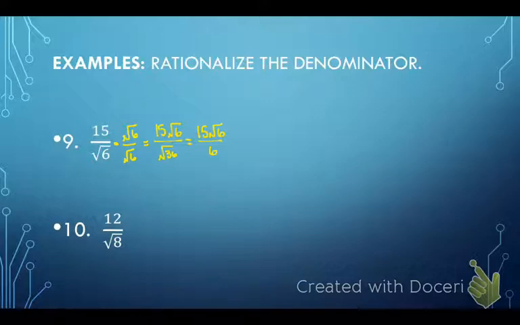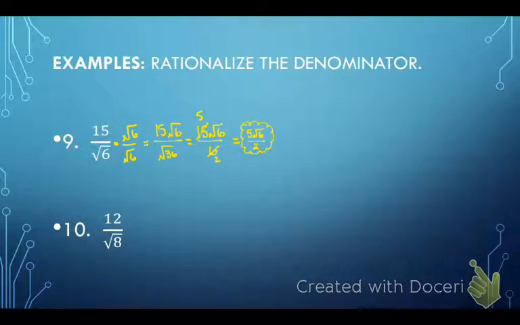Now, I'm not finished in this case because I have 15 that's on the outside of the radical and I have 6 on the bottom side that's not underneath the radical. So what can I do if I have 15 over 6? Can I simplify that? Yeah, what can I divide both of them by? I can divide both of them by 3. That's going to go to a 5. That's going to go to a 2. So my final answer is 5 times the square root of 6 all over 2.